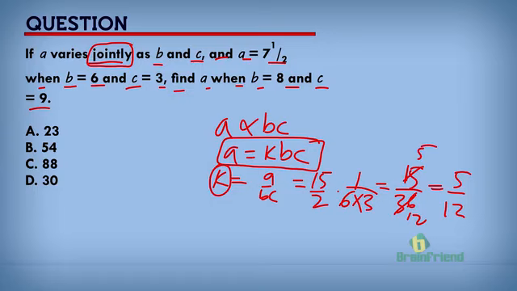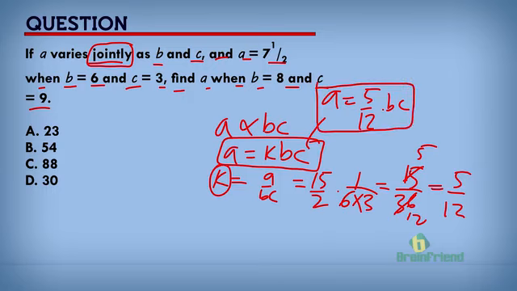What do we do next? We put this value of K into our original equation to get a model equation. So A is 5 over 12, which is representing K, BC. This is our model equation. Now, the question says, find A when B is 8 and C is 9. All we need to do is to input those values and we'll find our A in the model equation.